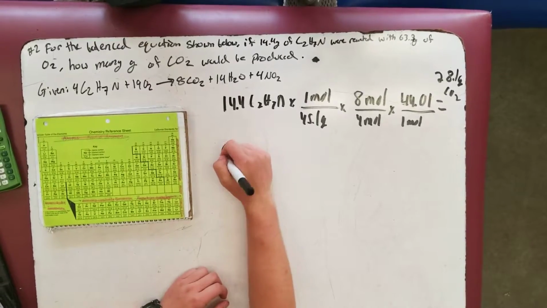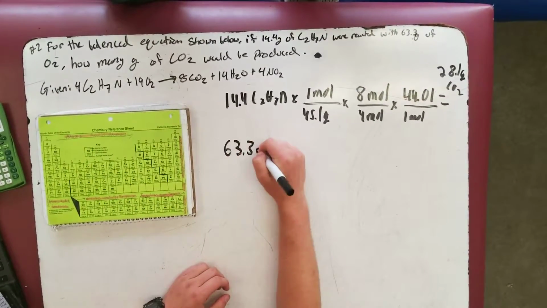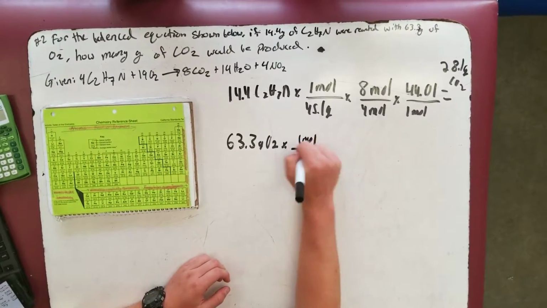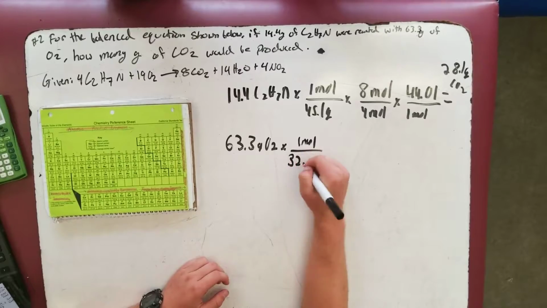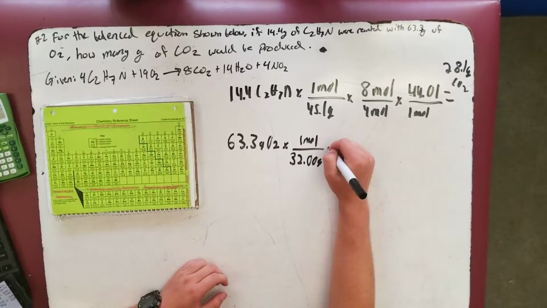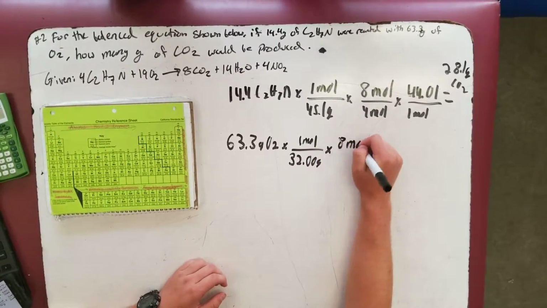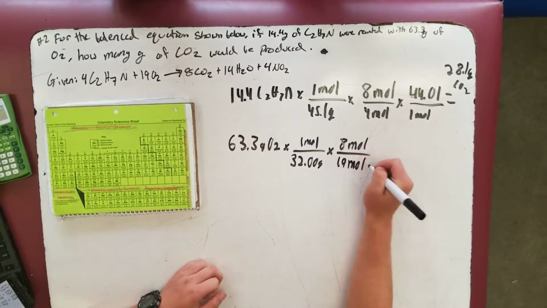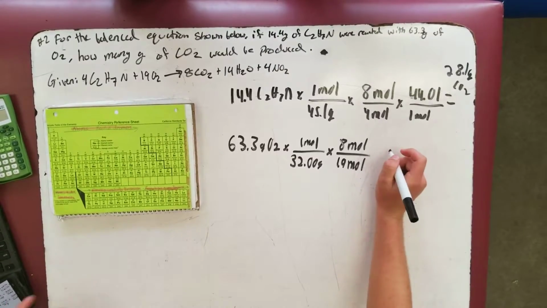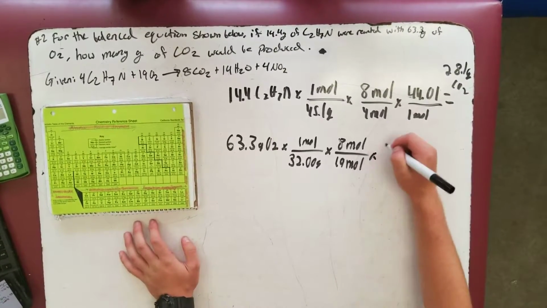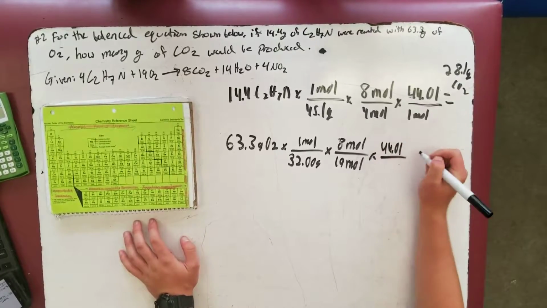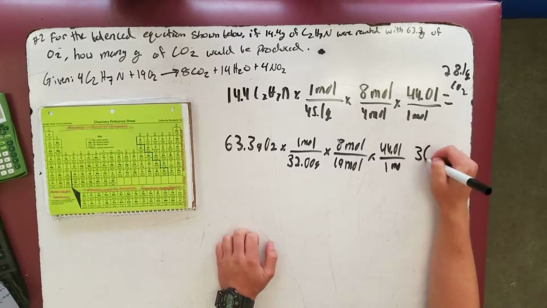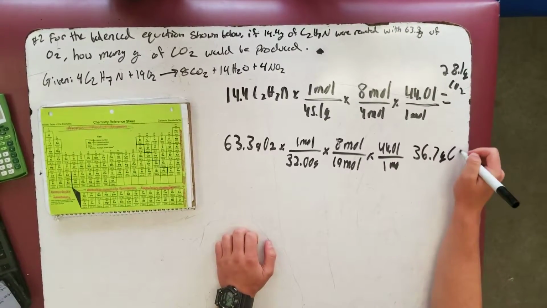We're going to start with 63.3 grams of O2. We're going to multiply that by 1 mole to convert to moles, divided by the overall mass of that, which is 32 grams. Now the mole ratio, 8 moles, we got that from the CO2, divided by the 19 moles, which we got from the O2. We're then going to multiply that by the 44.01 grams to convert to grams, and 1 mole on the bottom. Final answer there, it's going to be 36.7 grams of CO2.